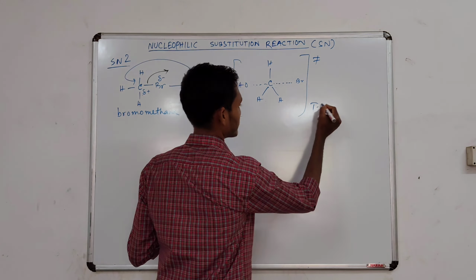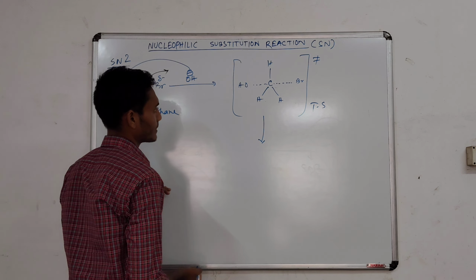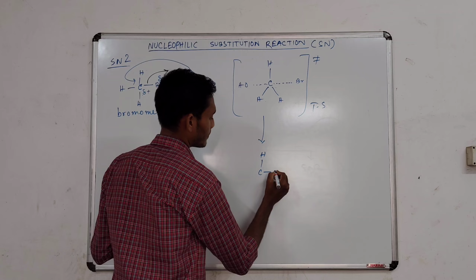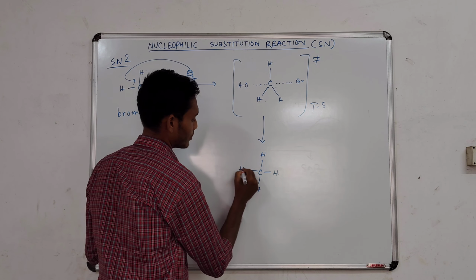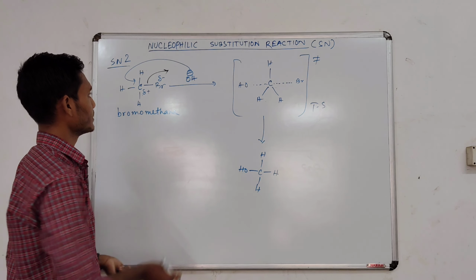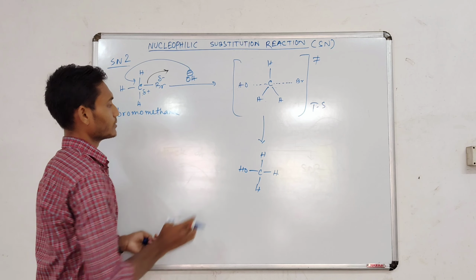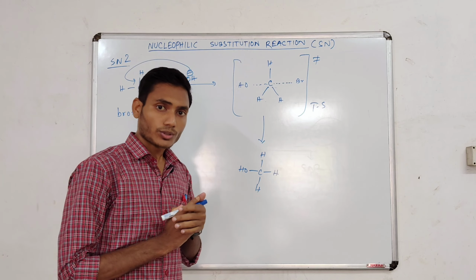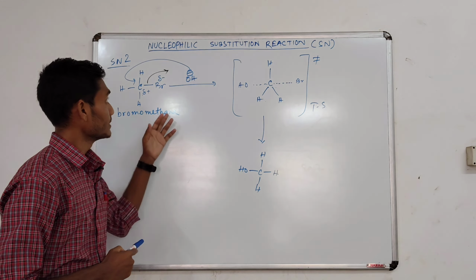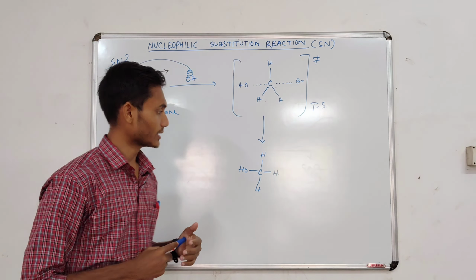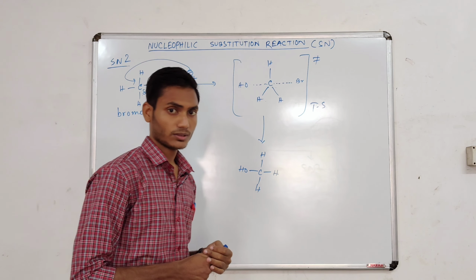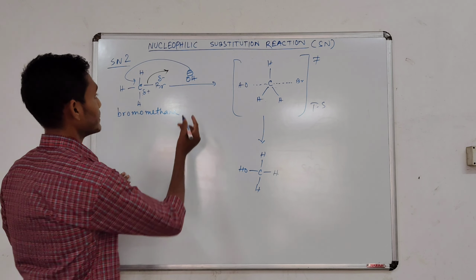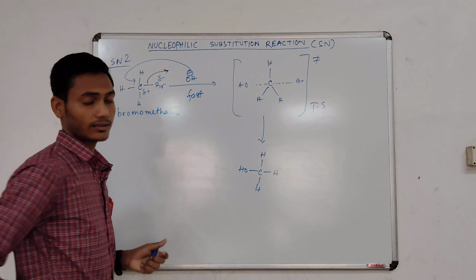It is called the transition state, and we get the final product, CH3OH. You can see the difference between these two molecules. Here bromine is replaced by the OH group, so we can say it is a nucleophilic substitution reaction, and it happens in a single step. So write down here: backside attack is possible, and this reaction is a very fast reaction.